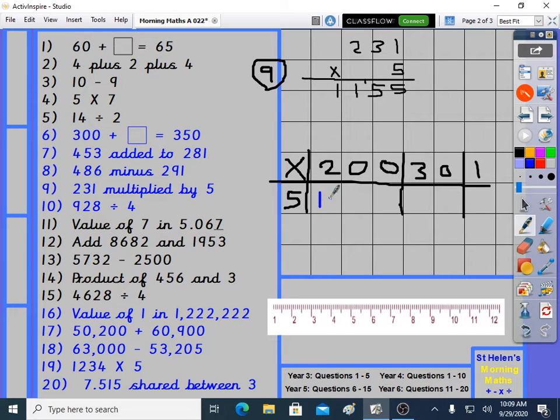5 times 2 is 10. And place 2 zeros. 5 times 3 is 15. Place 1 0. 5 times 1 is 5. When you add those up, you'll get 1,155. You could do column method to add up if you need to, but I can see it this time. 1,155. Let's move on to question 10.